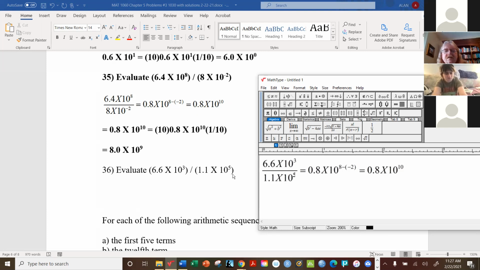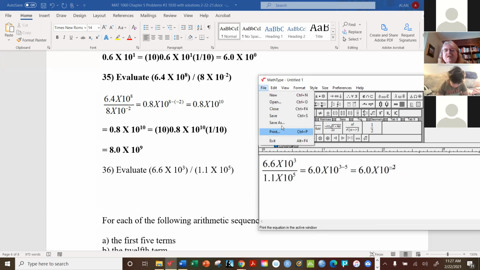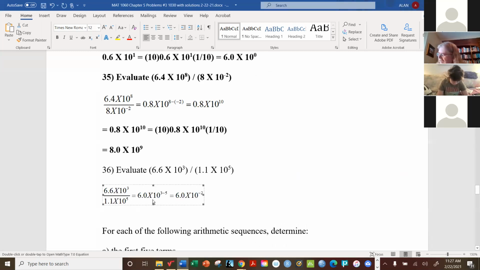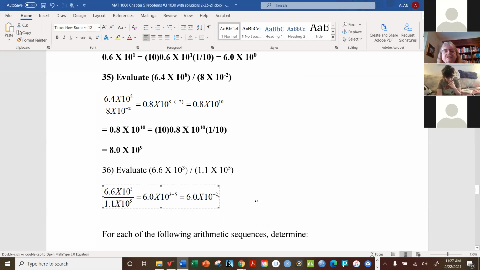All right, 6.6 divided by 1.1. You see the exponents are 3 and 5. So this is going to be 6.0, and this will be 3 minus 5. So, oh, this was too easy. Where did this come from? It's just 6.0 times 10 to the minus 2. That one slipped through the cracks, that's for sure. But no, that's fine. That's all you need. Okay, very good. So now we're experts on exponents and we're experts on scientific notation.